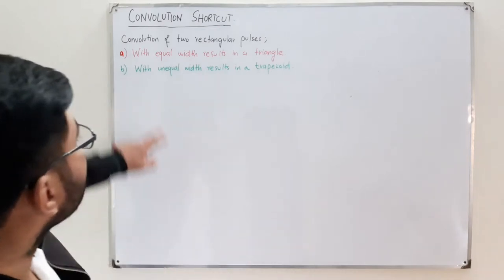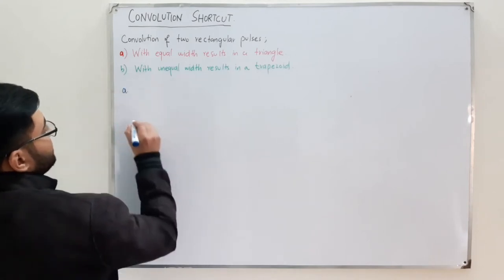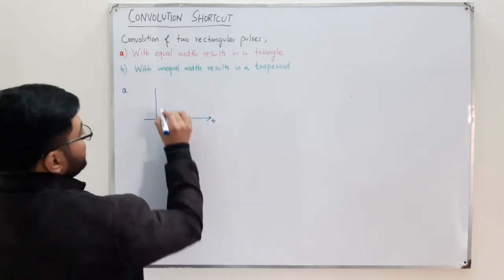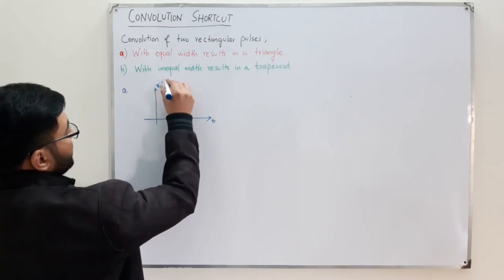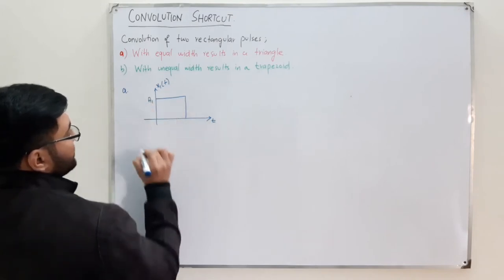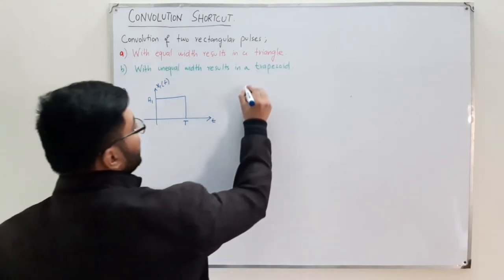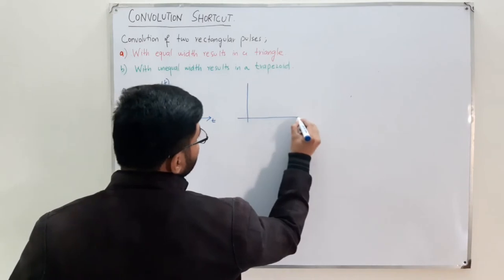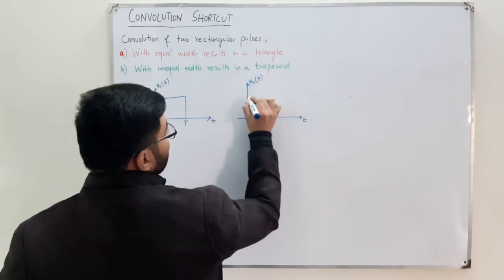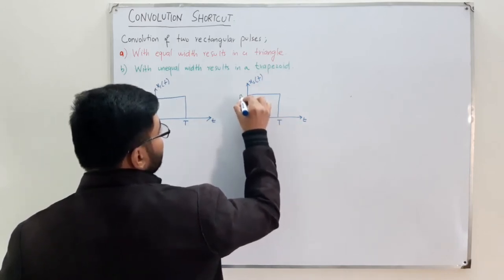So, case number A, with equal width, results in a triangle. Let's say X1 of t is given. This is t, this is X1 of t. It has an amplitude A1 and is non-zero till a capital value of T. Now I'm talking about the equal width case. So X2 would be another signal of t having an amplitude, let's say A2, of the same width, capital T.